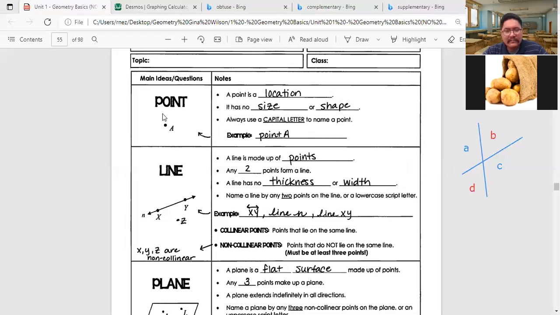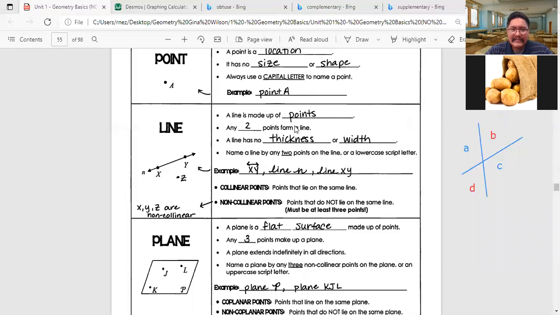It's just really simple. And then we have a line. So a line is made up of points. And you would need 2 points to form a line. Any 2 points can form a line. A line has no thickness or width.